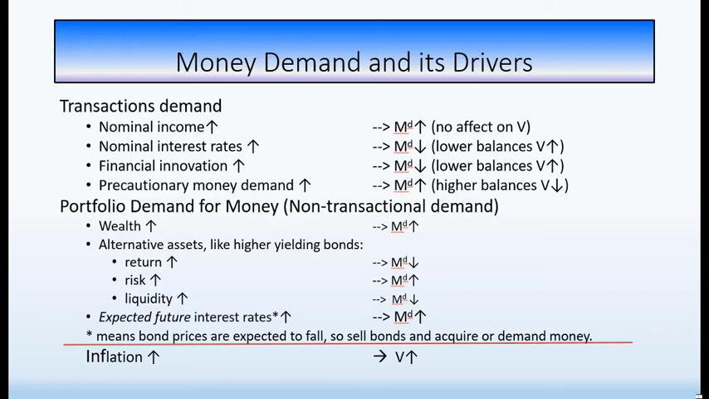Now, let's look at alternative investments. And the easiest way to think about this is a higher yielding bond portfolio, say a mutual fund. Okay? So when returns on these alternative assets, like a mutual fund, go up, then our money demand is going to drop. We're going to take money out of our checking account and put it into those bond portfolios. So we just shift money over, and our money demand will be lower.